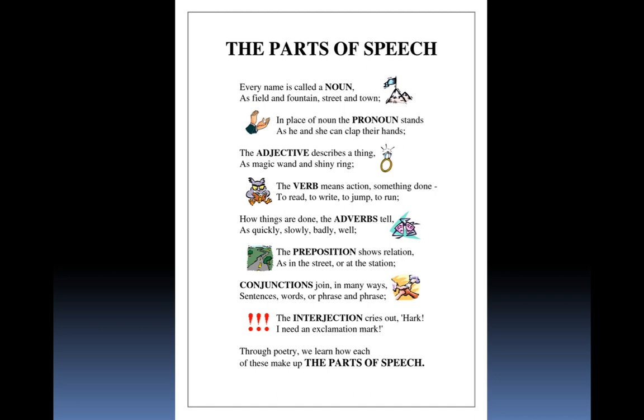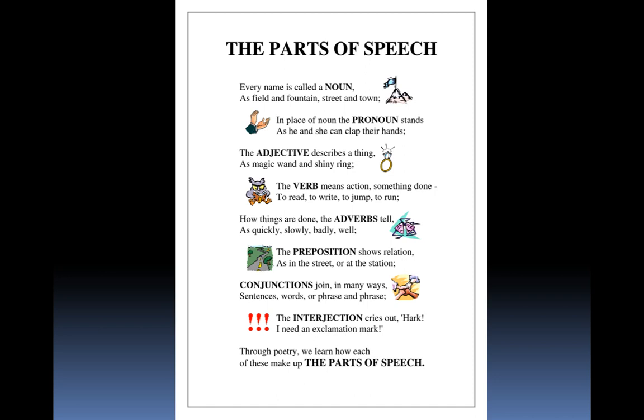Okay. The interjection cries out, hark, I need an exclamation mark. The easiest way to identify an interjection is that it always carries an exclamation mark with it. Now, what is the function of an interjection? It expresses your emotion, your happiness, your sadness. The words you use to express your emotions, those are interjections.